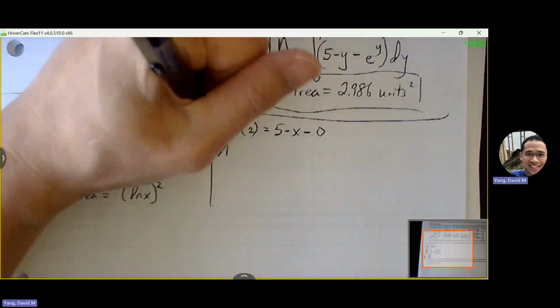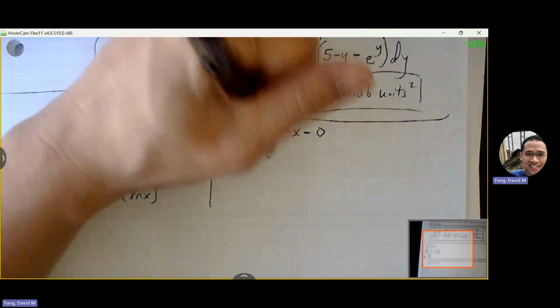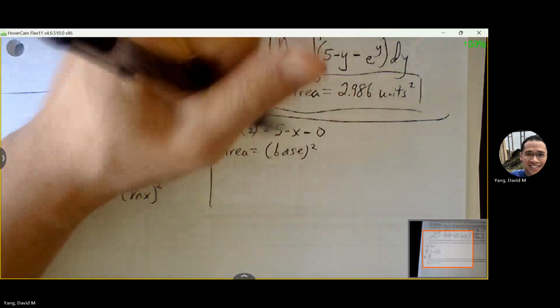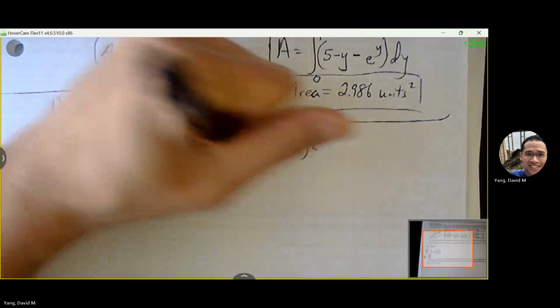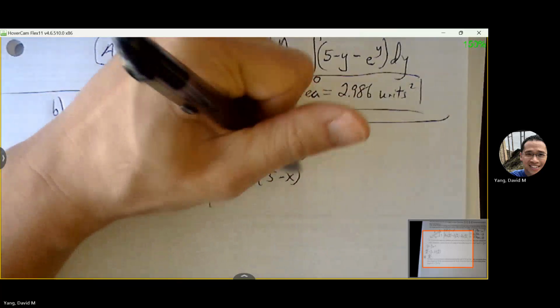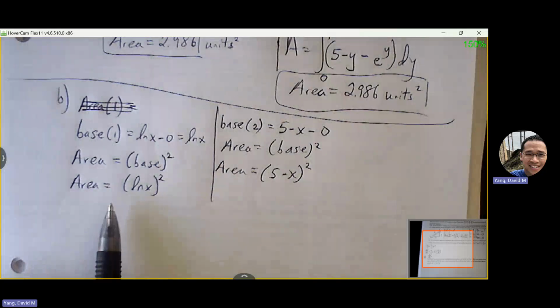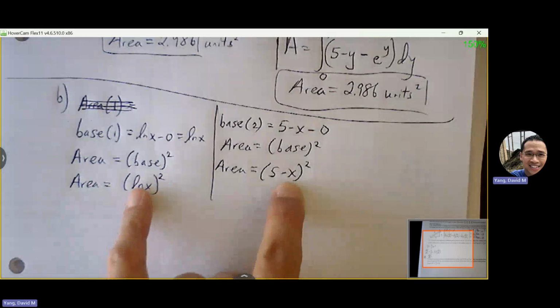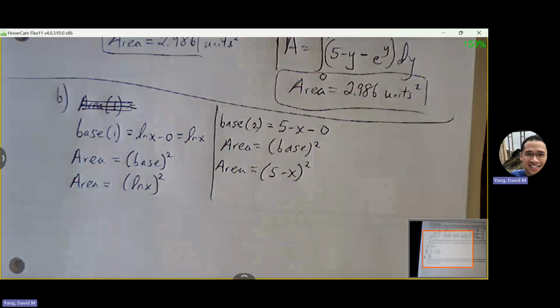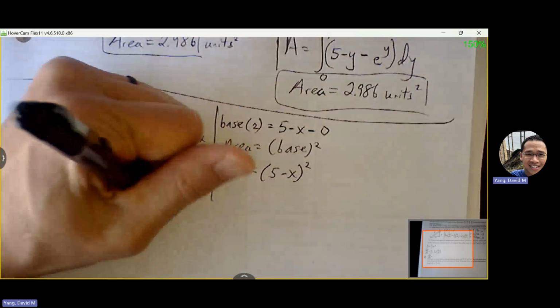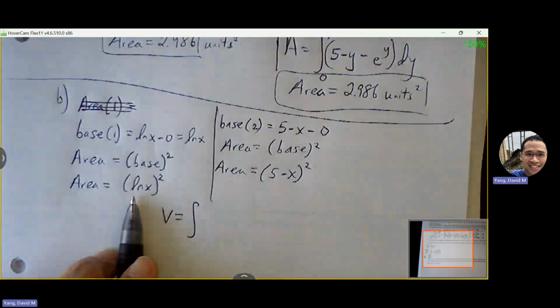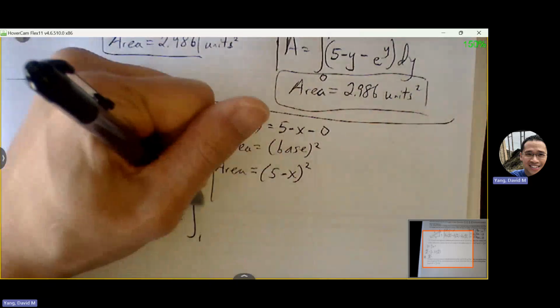My area, I still want squares. So still base squared. So now I put it all together, right? Once you have the area, then the third dimension is easier. You're just putting an integral around it, so you can accumulate from one end to the other. So my volume is the integral from, same as part A, 1 to 3.693.